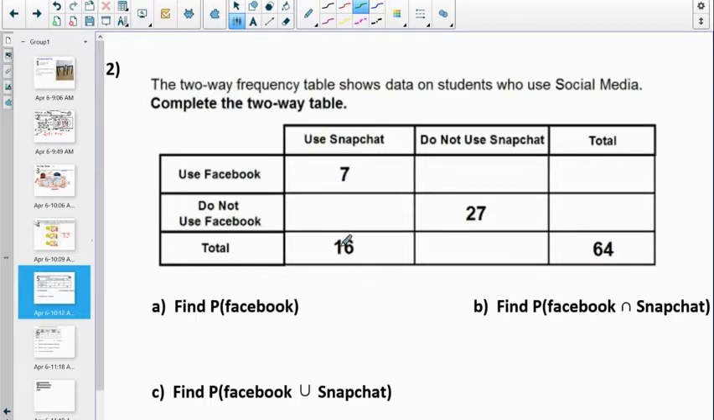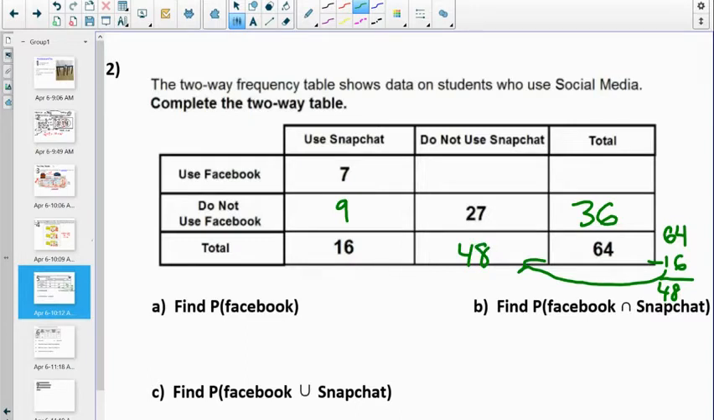And now we have 16 minus 7 gets us to 9. 9 plus 27 gets us to 36 over here for a total of people who don't use Facebook. And 16 plus what gets us to 64? We can take 64 and just subtract to get here. And that is 48. So we have 48 here.